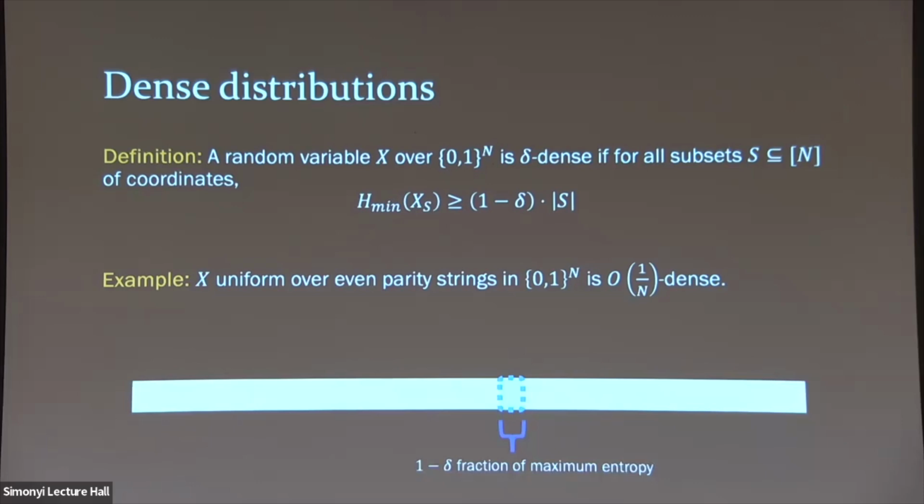So yeah, just a quick example of a dense distribution would be uniform over all even parity strings. This is 1 over n dense, and that's easy to see. If you look at the whole string, you're missing 1 bit of entropy, so delta is 1 over n. And then any subset that's smaller than that is actually going to be uniform.